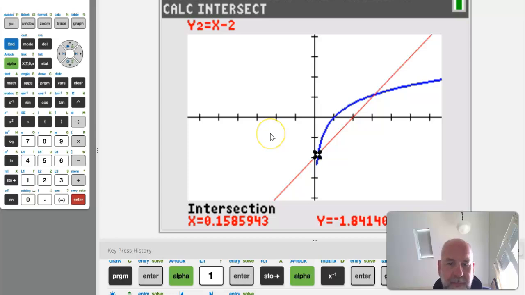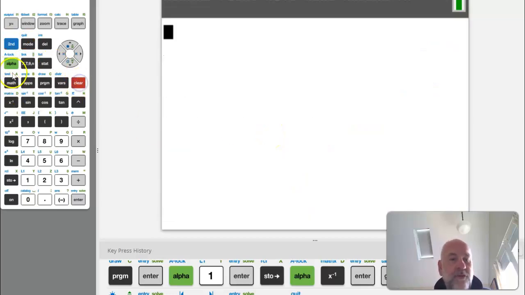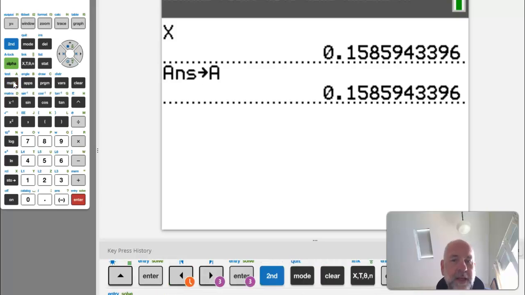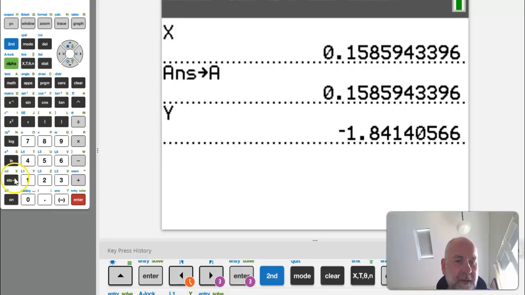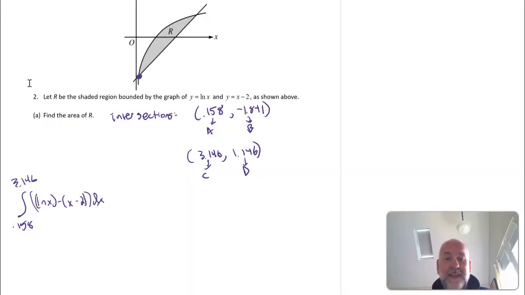And so, to save it, I can just say, all right, clear. Sorry, I was doing the other point there. X, there's the X coordinate. I'm going to save that as A, so it'll remember it. And then what's the Y coordinate I was sitting on just a moment ago? Yeah, that's it. I'm going to save that as B, hitting store as B. And now A and B are the first point, and C and D are the second point.